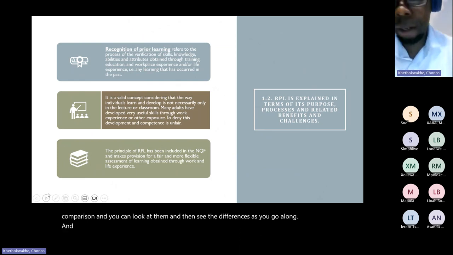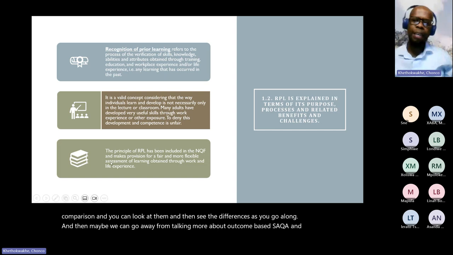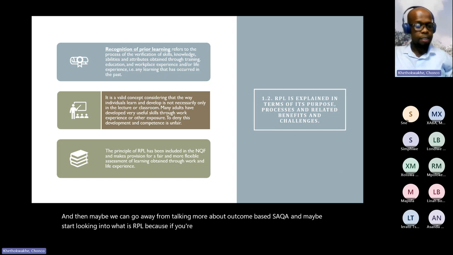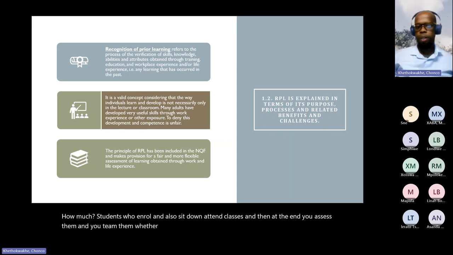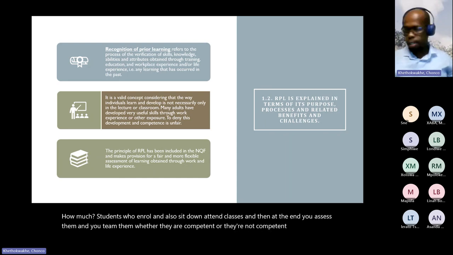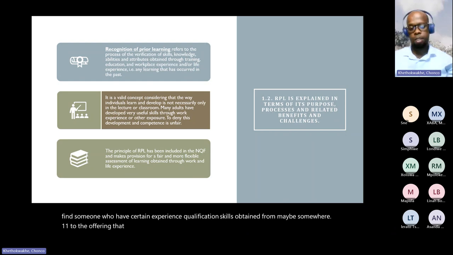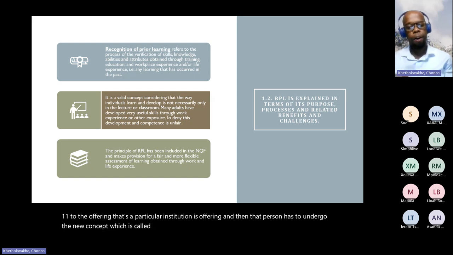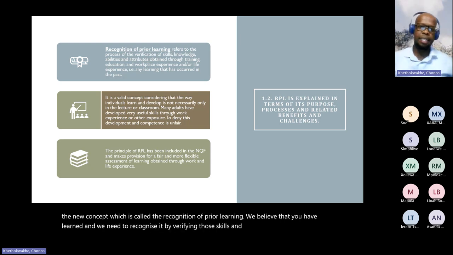And then maybe we can go away from talking more about outcome-based, the SAQA, NQF, maybe start looking into what is RPL. Because if you are an assessor, you assess normal students who enroll and also sit down, attend classes, and then at the end, you assess them and you deem them whether they are competent or not competent. Or you might find someone who has certain experience, qualification, skills obtained from maybe somewhere, but seem to be relevant to the offering that the particular institution is offering. And then that person has to undergo the new concept, which is called the recognition of prior learning. We believe that you have learned, and we need to recognize it by verifying those skills and abilities through assessing.